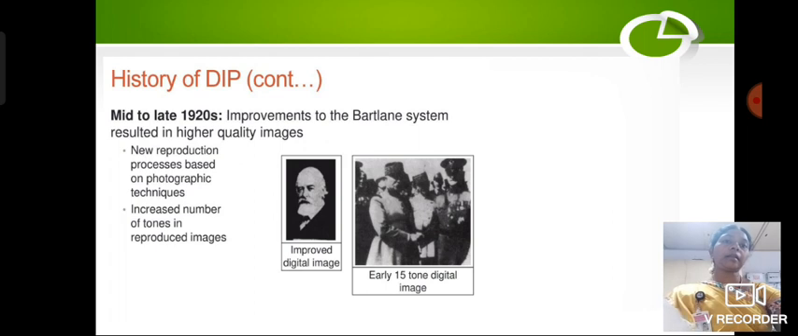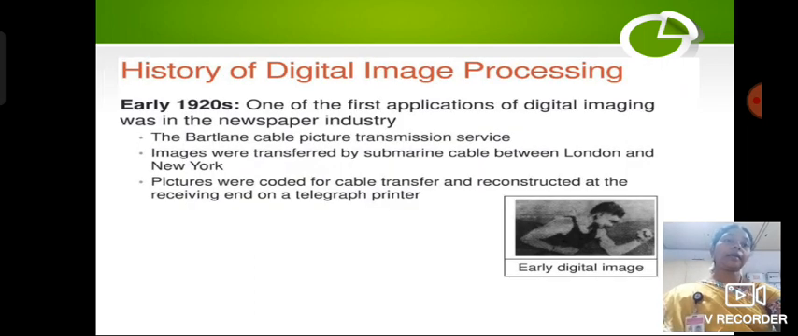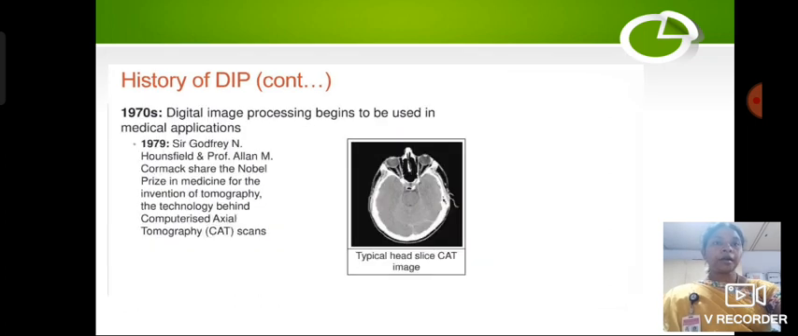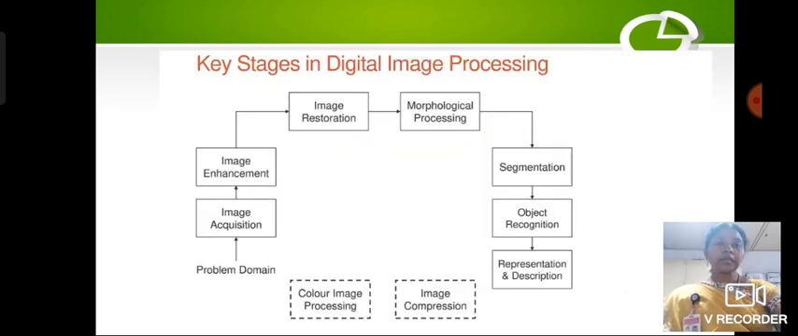In the early 1920s, the image quality was very low. When you compare the early 1920s images with those taken in the 1970s, you can see the difference, how the technology has improved in digital image processing. Next, this is a very important thing: the stages in digital image processing.